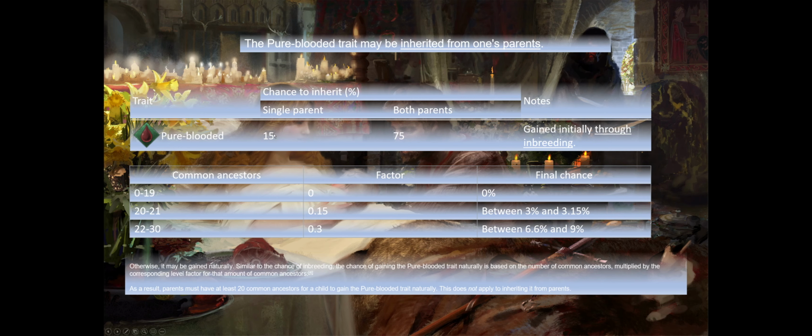And if you get it on one parent, it doesn't mean that you need to keep it in the dynasty at that point. You could go and have a look in the character finder to see if you could find somebody else who has pure-blooded. They probably won't, but maybe you'll get lucky.